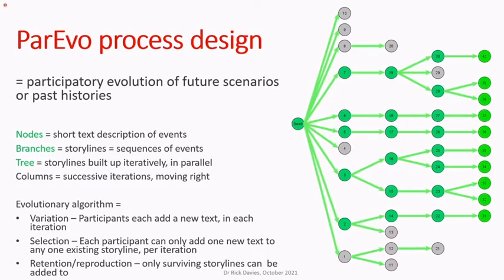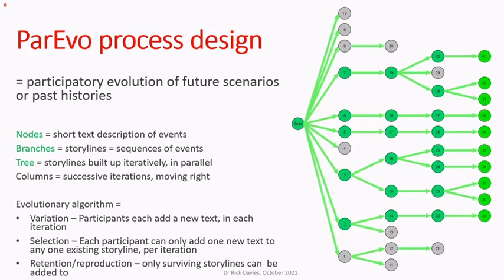ParEvo is about the participatory evolution of future scenarios, although you can also use it to develop alternative past histories as well. This diagram on the right-hand side captures the whole idea. The nodes are short text descriptions of events, paragraphs of events. The branches are sequences of paragraphs, in other words storylines describing extended sequences of events. The tree structure is a whole set of storylines that have been developed. The columns represent different iterations, like growth cycles in a tree, and those iterations represent consecutive periods of time.